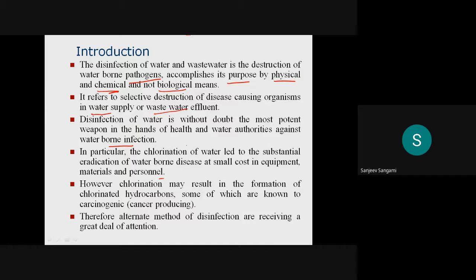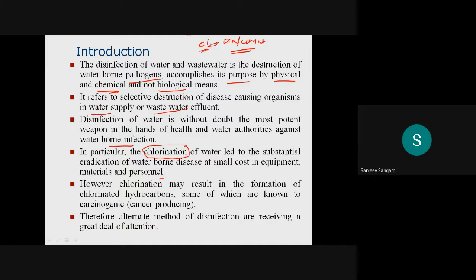So normally the chlorination will be used. We'll see how many types of disinfectants there are, that we'll discuss later. So normally the chlorine will be used. The chlorine Cl2 will be used as a disinfectant. Remember, chlorine will be used as a disinfectant.